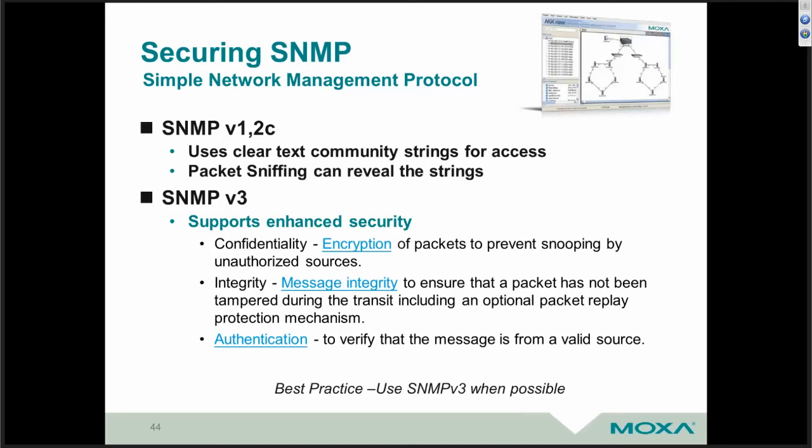Versions 1 and 2 are sort of legacy, and they use clear text community strings for access. The downside is that if someone had access to your network, they can sniff the traffic, find out what these community strings are, and utilize that. As a best practice, we recommend using SNMP version 3, which includes security features like encryption, message integrity, and authentication, to make sure that traffic is coming from a valid source and to obscure it from somebody doing a packet snooping attack.